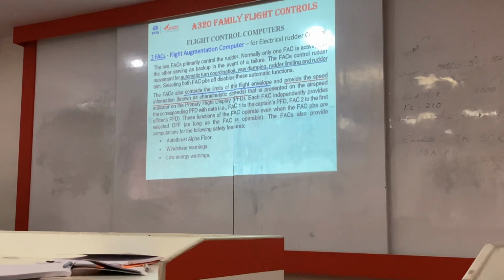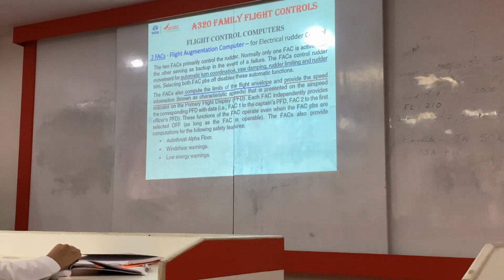The two FACs primarily control the rudder. Normally only one FAC is active, with the other serving as a backup. The FAC controls rudder movement for automatic turn coordination, yaw damping, and rudder travel limiting. The FAC also computes the limits of the flight envelope.